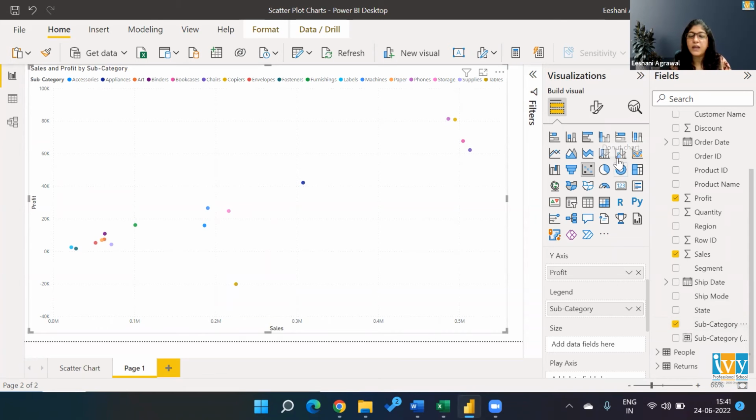Now, if the trend line is upwards, then it means it's a positive correlation. If it is down sloping, then it means it's a negative correlation. And if it's flat, it means there is no correlation between the two variables.